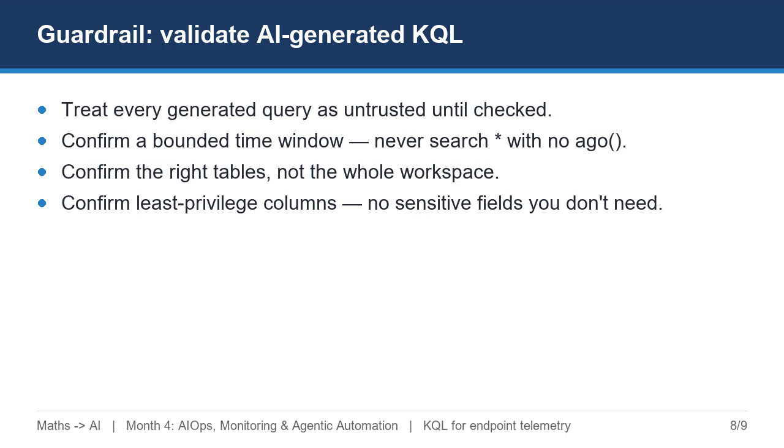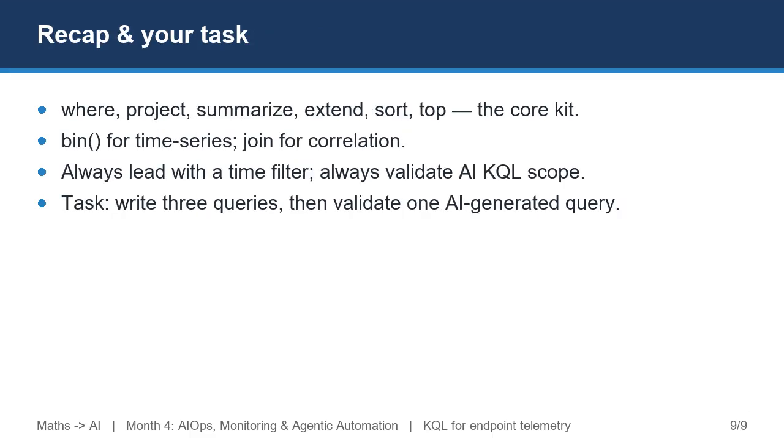A syntactically perfect query can still massively overread. Validating scope matters as much as validating syntax. Let's recap. The core kit is where, project, summarize, extend, sort, and top. You bucket time with bin, and you correlate tables with join. Always lead with a time filter, and always validate the scope of any AI-generated KQL before running it.